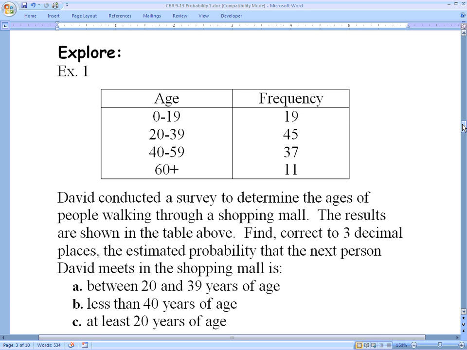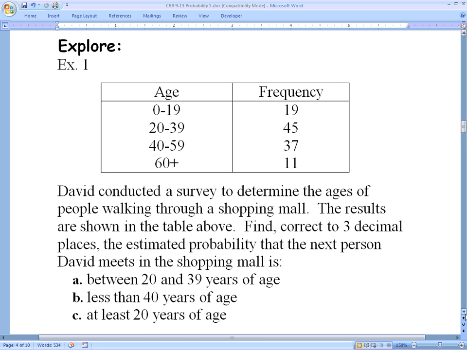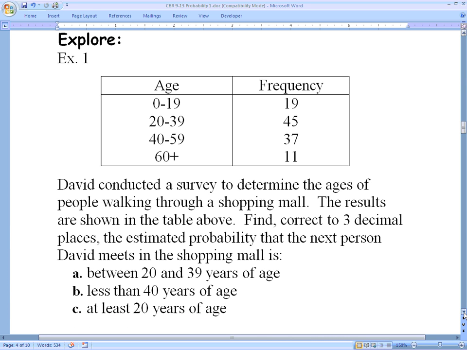All right, let's look at some examples. This is a case of experimental probability. It's experimental because David actually conducted a survey. He went into the mall and he handed the survey out to people walking through a shopping mall. The results are shown in this table above.